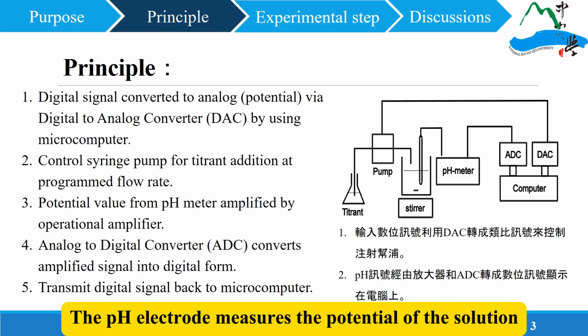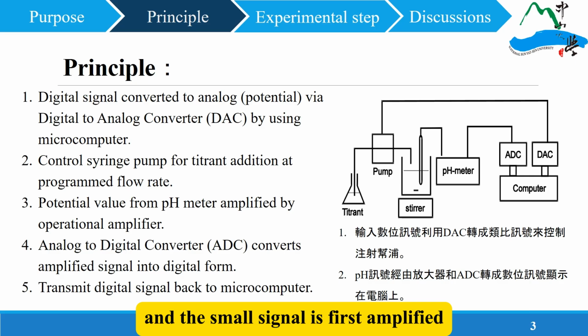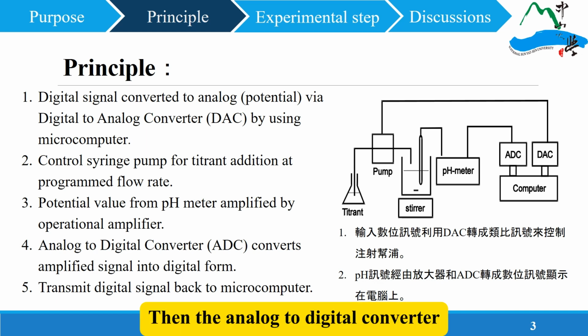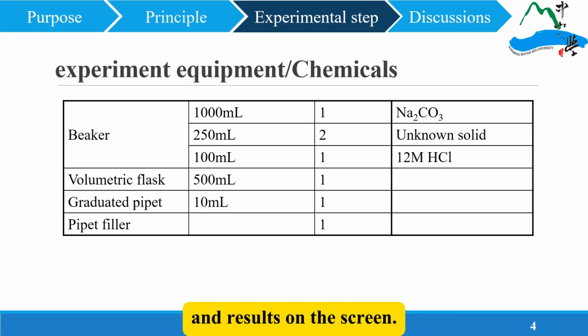The pH electrode measures the potential of the solution, and the small signal is first amplified by an operational amplifier. Then, the analog-to-digital converter converts the signal into digital form and sends it to the microcomputer. Finally, the computer processes the data and displays the titration curve and results on the screen.